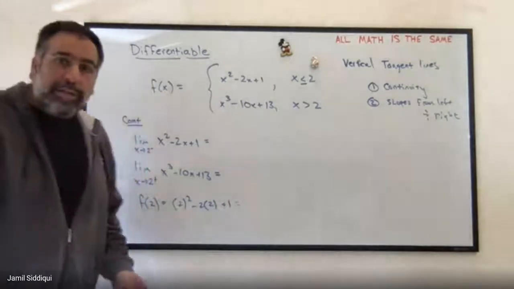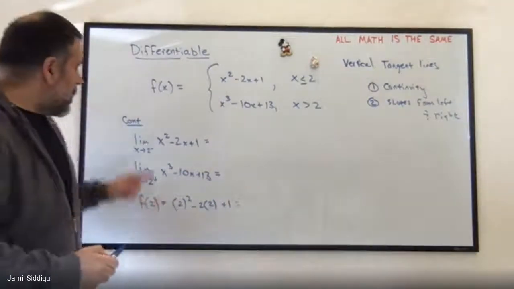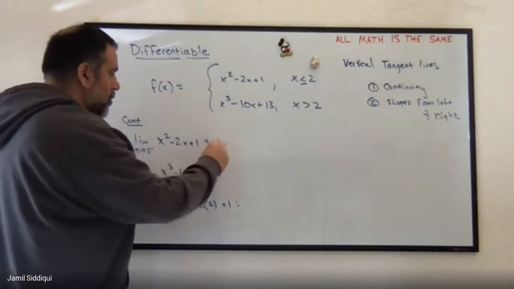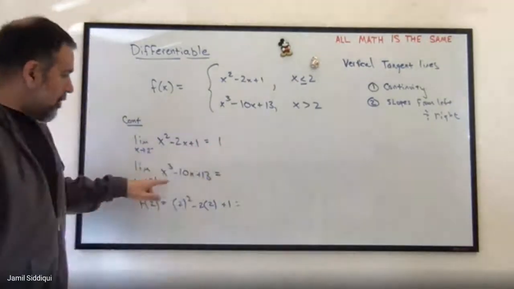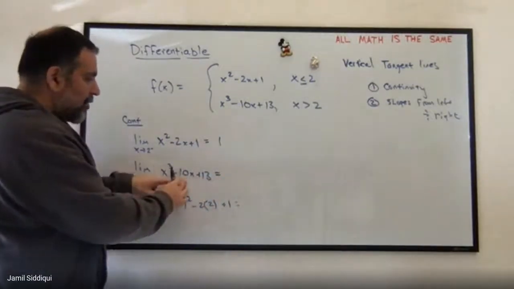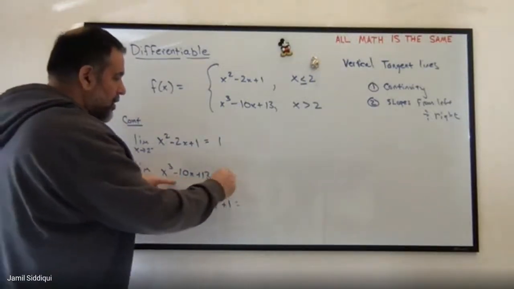If all three of these things agree, we know we're continuous. So in the first round, we're going to get 4 minus 4, which is 0 plus 1. In the second round, we're going to get 8 minus 20. 8 minus 20 is negative 12. Negative 12 plus 13 is 1.